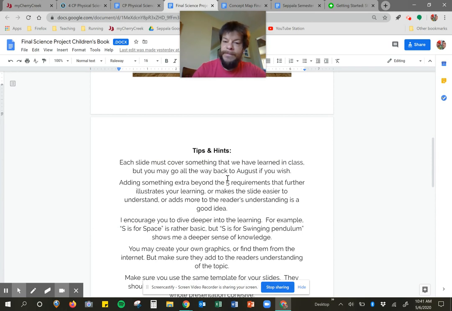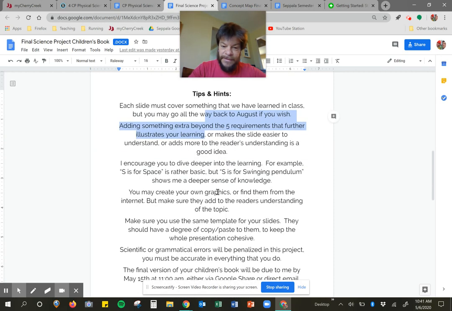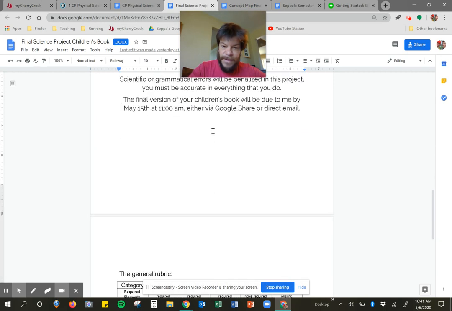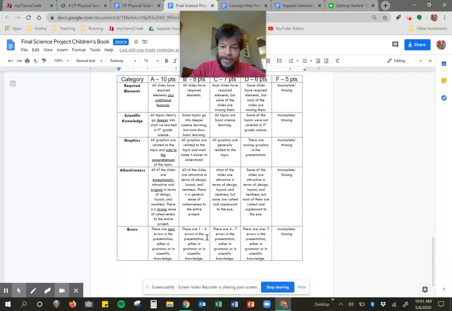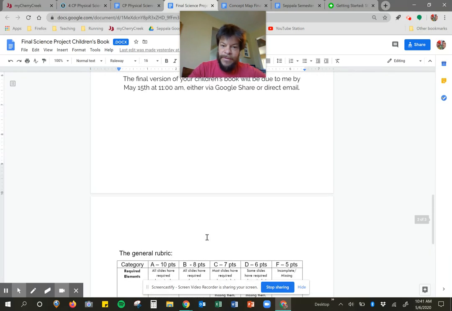We've gone through, every freshman has this same assignment. These are common assignments, okay? And I've given you some tips and some hints. It's due May 15th via Google Share or direct email. And here is the rubric on how we're going to grade it. The points are irrelevant, however, because this is worth 20% of your semester 2 grade.